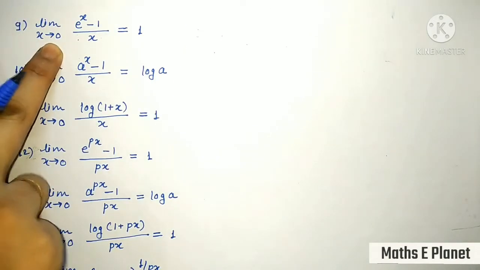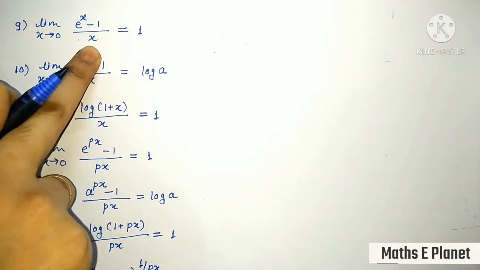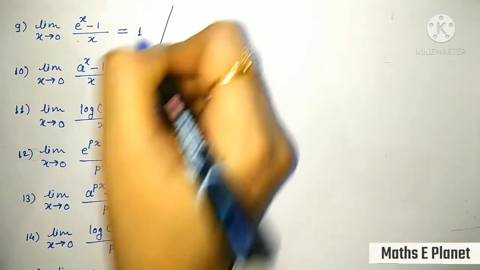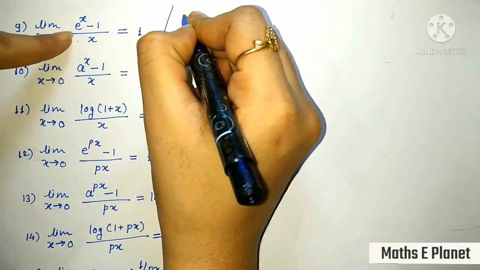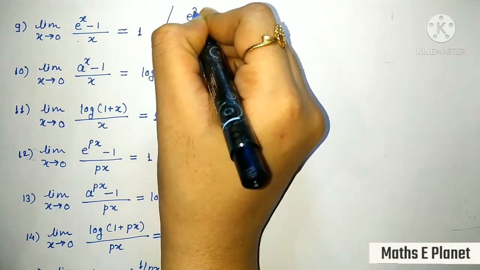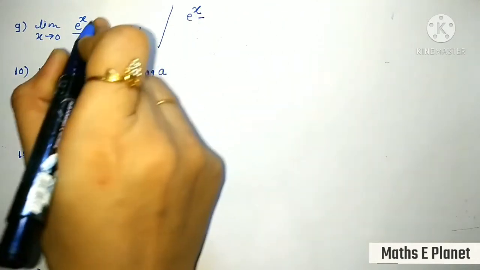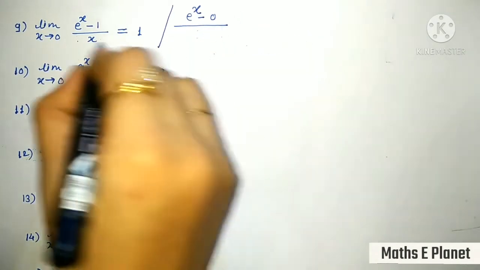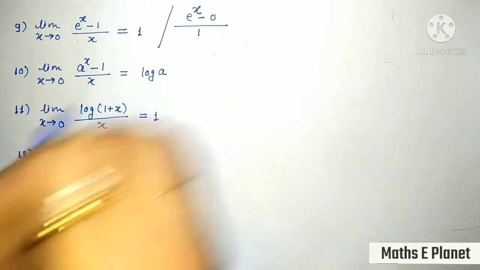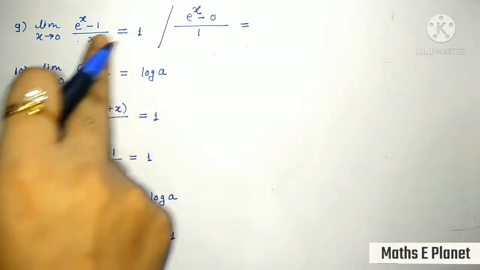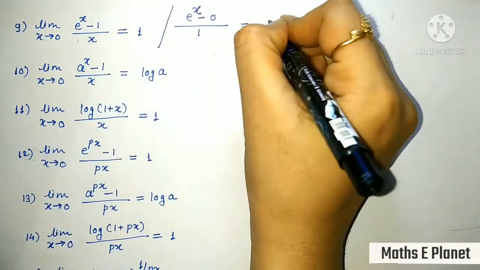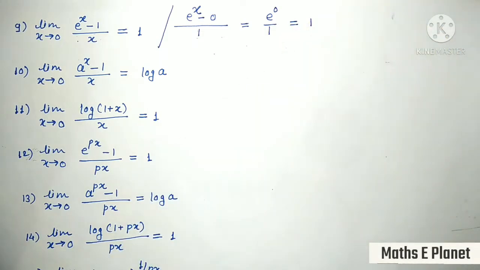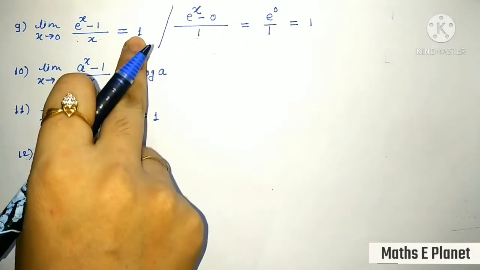Now come to the next formula. Limit x tends to 0 e raised to x minus 1 divided by x is 1. Again differentiate numerator and denominator separately. Differentiation of e raised to x minus 1 is e raised to x minus the derivative of 1, which is 0, so I am writing 0. In the denominator the derivative of x is 1. Now put x is equal to 0, we get e raised to 0 divided by 1, and e raised to 0 is always 1, so the value is 1.